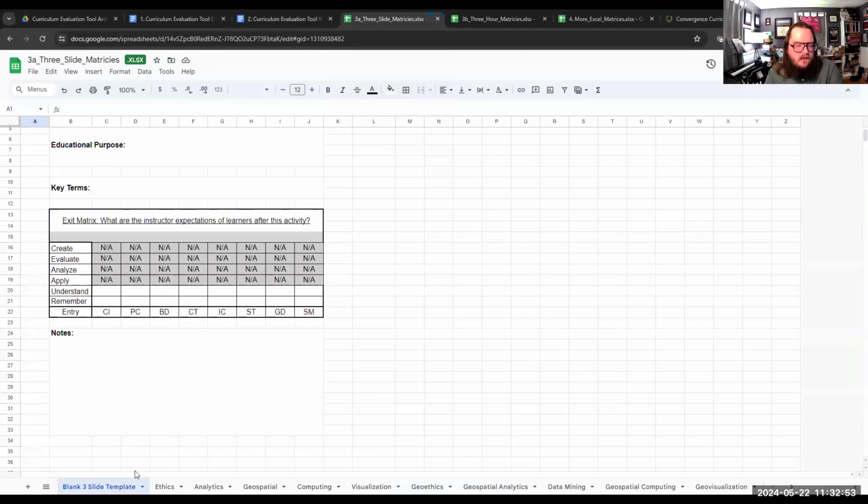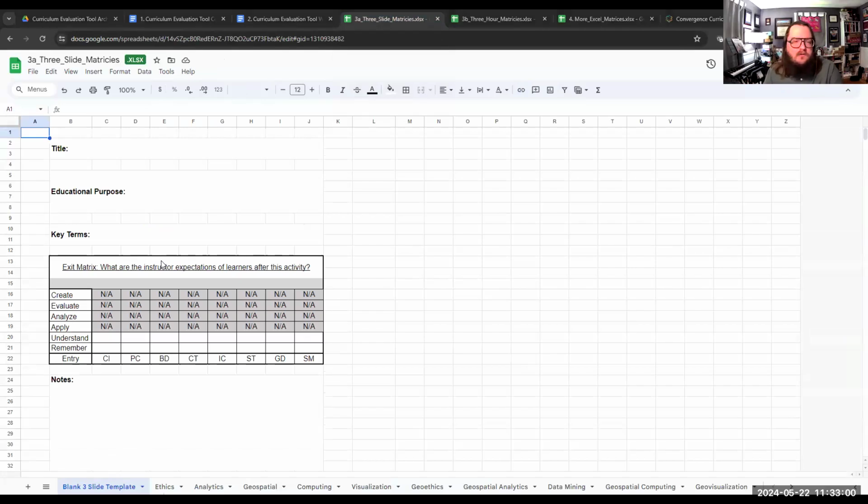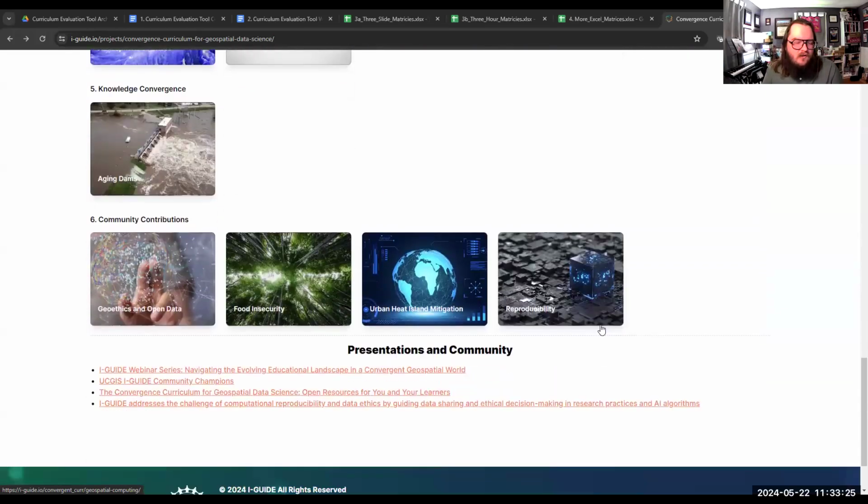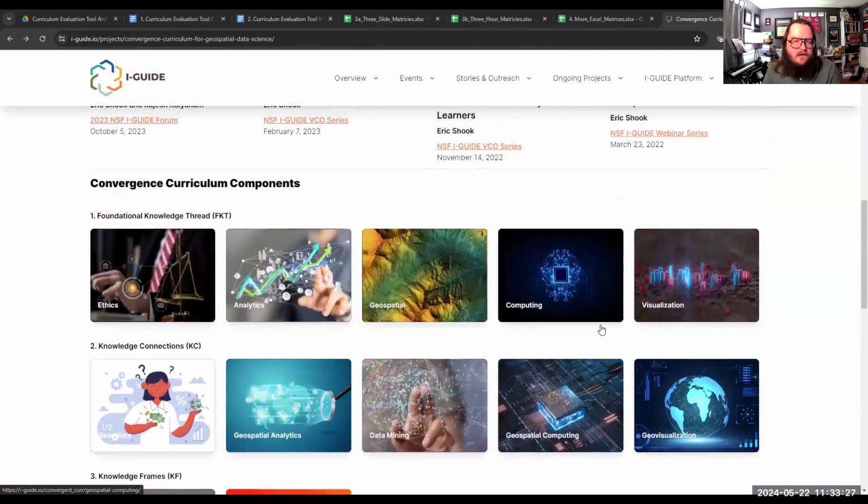So here we are in our 3-slide matrices. As you can see, for all of these convergence curriculum materials, for each of those different things, there are 3 slides about every single one of those topics, which is really neat. And kudos, I did not do any of these. Kudos to everyone who put these together, because putting 3 slides together on any of these topics is a big ask and a big lift. You might say just 3 slides. It's probably harder if it's just 3 slides. So we've got 3 slides for all of these topics, which is super exciting.